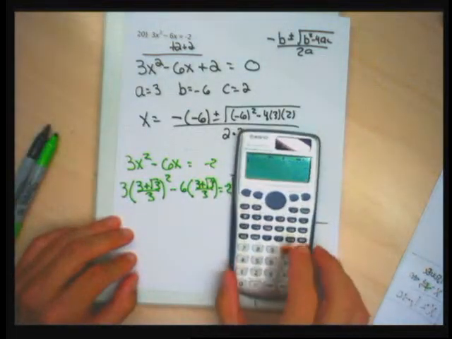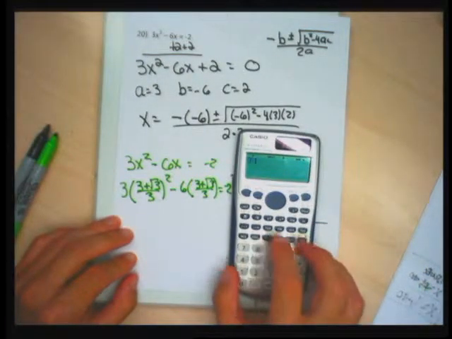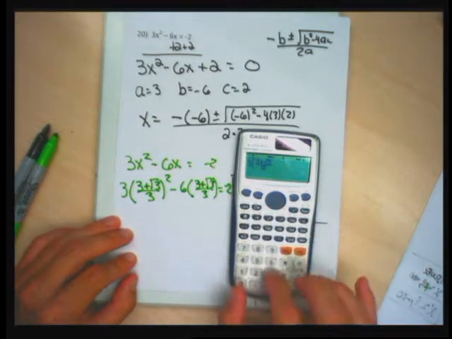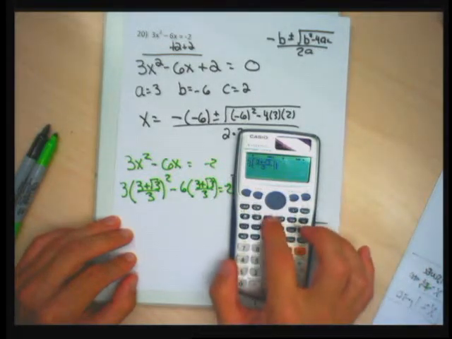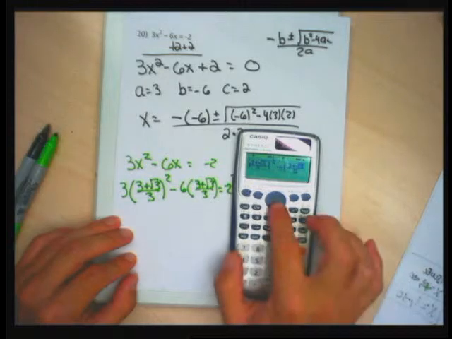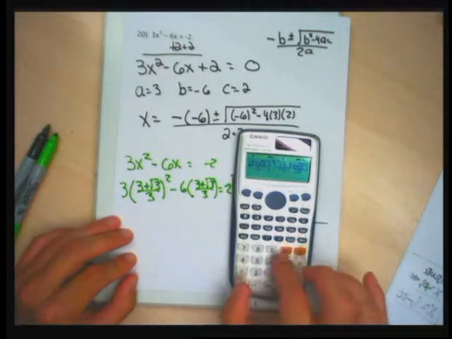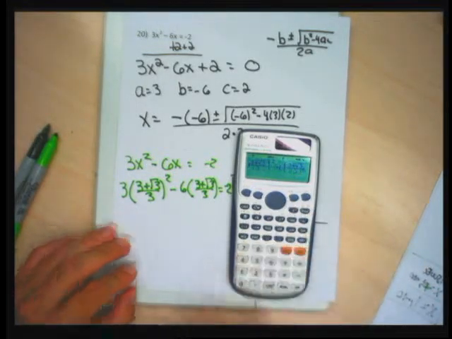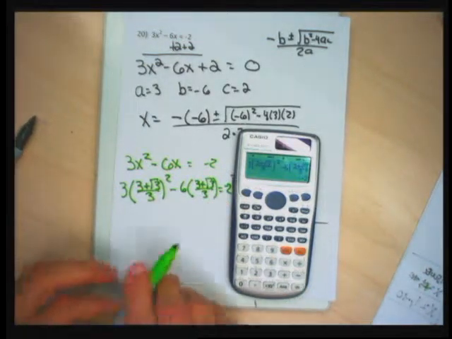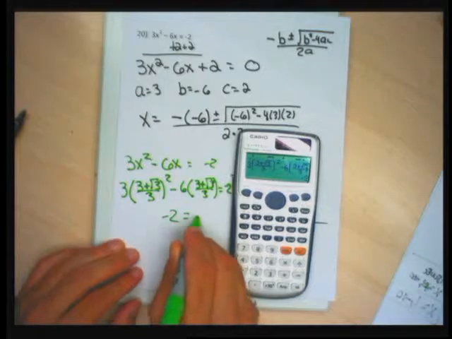So clear it. 3 parentheses fraction 3 plus square root of 3 over 3 parentheses squared minus 6 parentheses fraction 3 plus square root of 3 over 3, not 2. Close out my parentheses. Better say negative 2 when I do that. And it does. So I've checked the one with the plus.